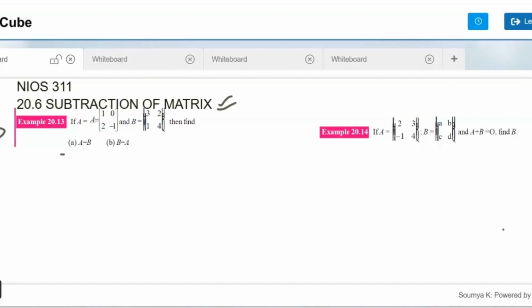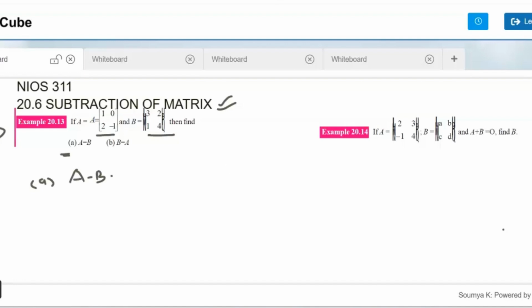Let's solve an example here. You can see in the example, matrix A is given, matrix B is given. Both the matrices order is 2 by 2. You can see here 2 rows are there and 2 columns. The same for B also, 2 rows and 2 columns. In this case, you can go for subtraction of matrices.